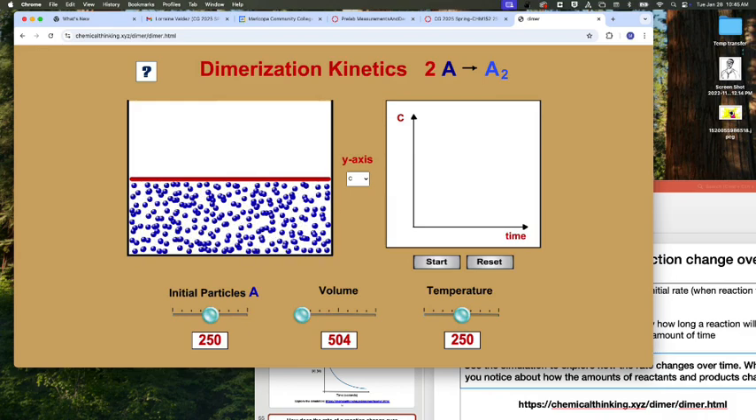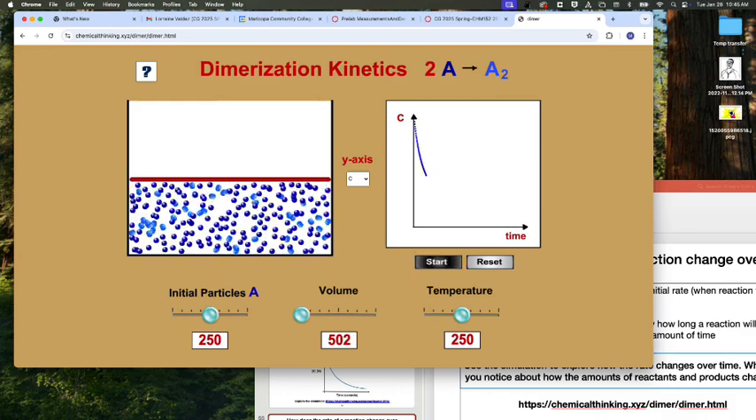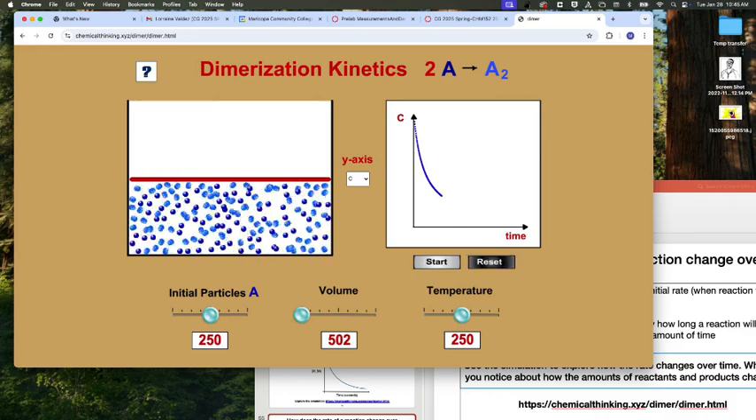I got to reset it. Wow, it does weird things. Okay, and we should see that faster rate again. Make sense? Reset.